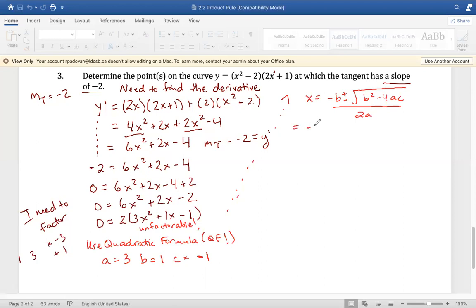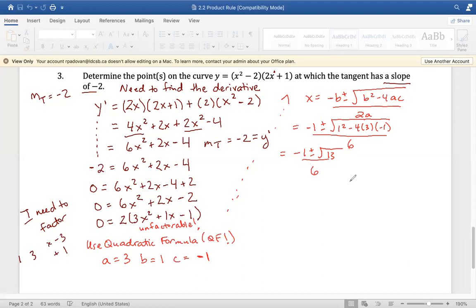So -1 plus or minus the square root of 1 squared minus 4 times 3 times -1, all over, I like to just do 2 times a right away, so 2 times 3, divided by 6. So let's condense what's underneath the square root sign. 1 squared is 1, -4 times 3 is -12, -12 times -1 is +12. So I have 1 plus 12. So the square root of 13 over 6. And you can show that much steps when you're doing that for me as well.